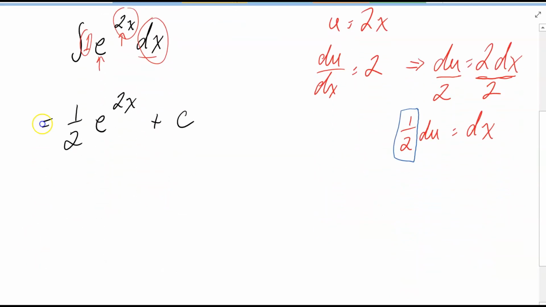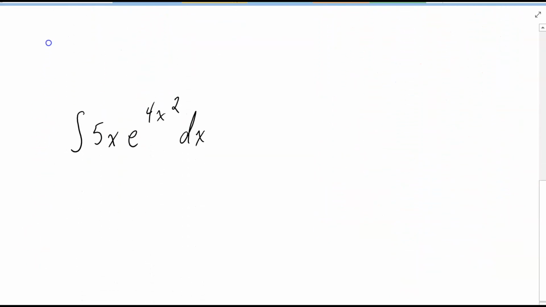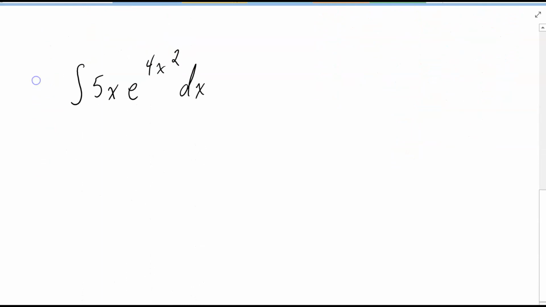Okay, so let's take a look at another example. I've got 5x multiplied by e to the 4x squared dx. And remember, with a u and a du, du is a differential of u. And so the power from u changes from 2 to 1. And so that's an indication that this method is going to work. And we don't need a different method to use.